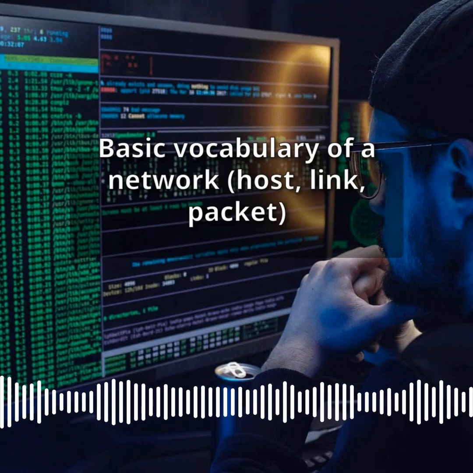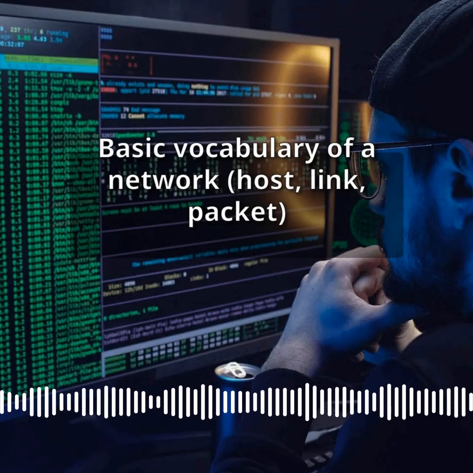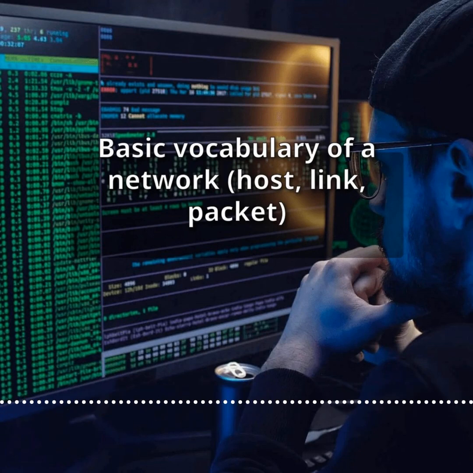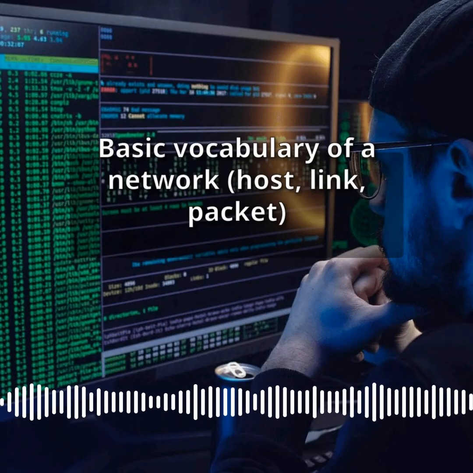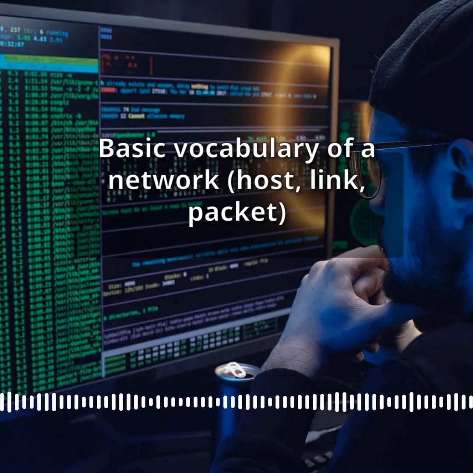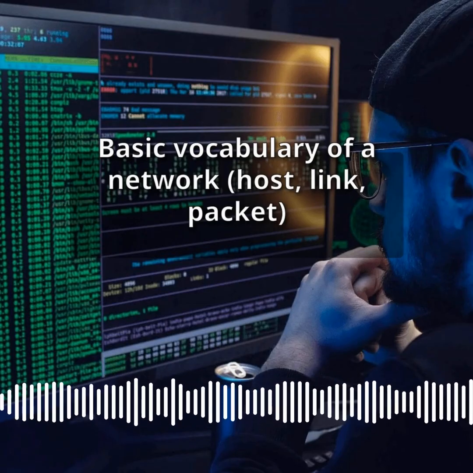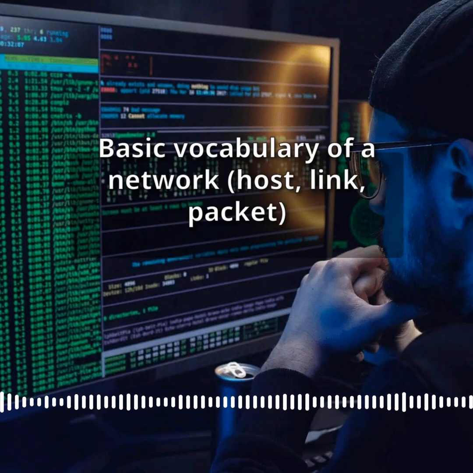What is a link? A link is the physical or logical connection between two or more hosts, or network devices, that allows data to travel between them. Think of a link as the road that connects two cities. Without the road, no vehicle can travel between them, and without a link, no data can travel between hosts.